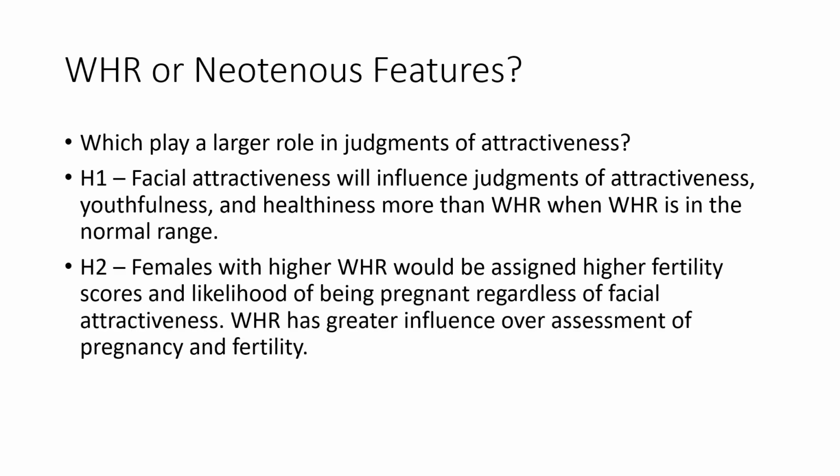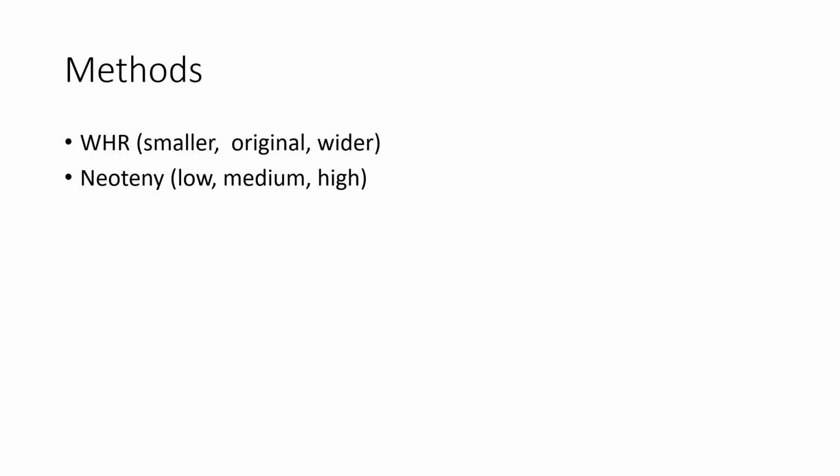That is hypothesis one. Hypothesis two suggests that waist to hip ratio will have a greater influence on ratings of fertility and likelihood of being pregnant than will neoteny. So let's look at the details of the methods of their study. So they used 3 different waist to hip ratio measurements. So they used the original photo as well as a smaller waist to hip ratio version and a wider waist to hip ratio version. They also used 3 levels of neoteny, so low, medium, and high, high being very neotenous or youthful looking, and low being less neotenous, less youthful looking.